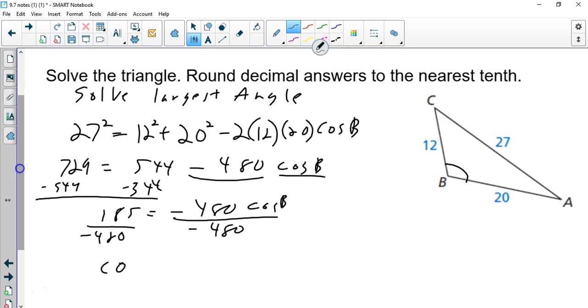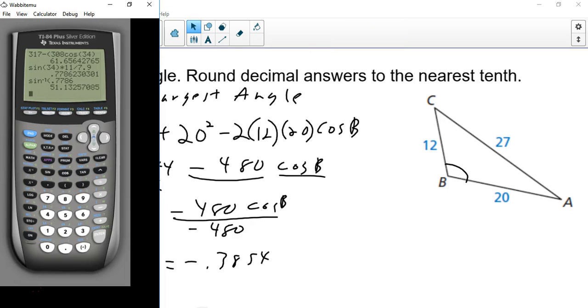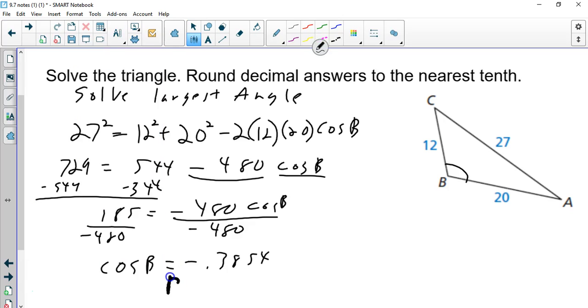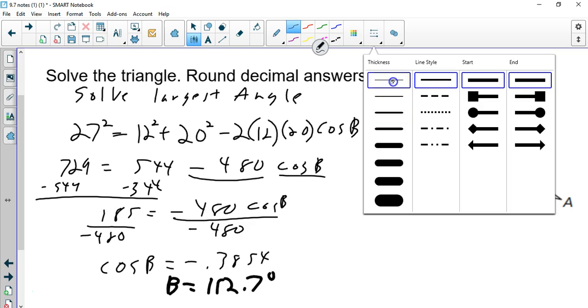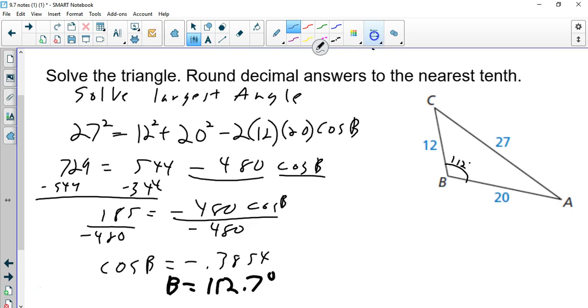And what it gives me is now cosine of b equals negative 0.3854. And now we just do the same thing we've done. Second cosine, negative 0.3854. 112.7. Okay? So B is 112.7 degrees. Okay? Now, we could do that again, but that's a lot of work.